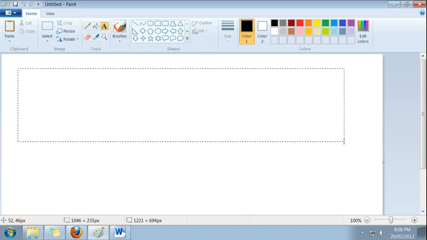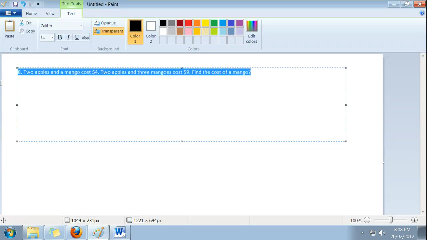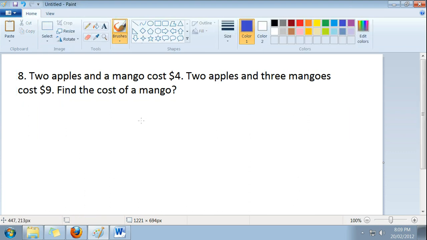Alright. Now the problem is, two apples and a mango cost $4. 2 apples and 3 mangoes cost $9. Find the cost of a mango. The problem is actually very simple when you draw it out, but I will let you try to figure that out. I'll give you a big hint. Obviously, the bar you draw for the apple will be different to the bar you draw for the mango. Okay, so that is my hint.